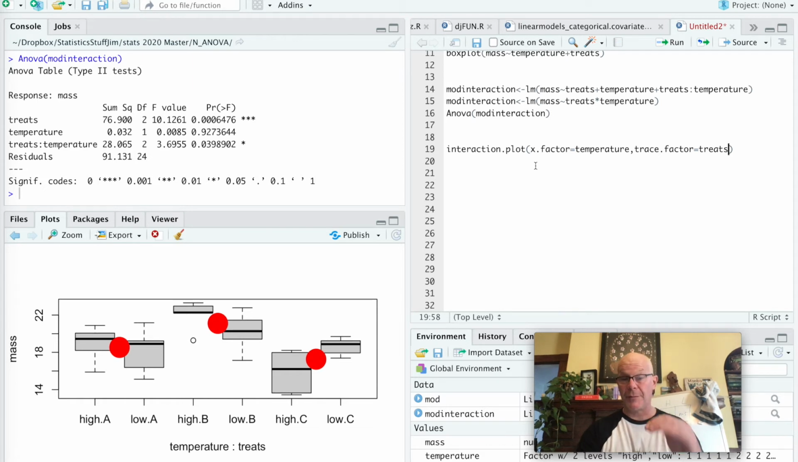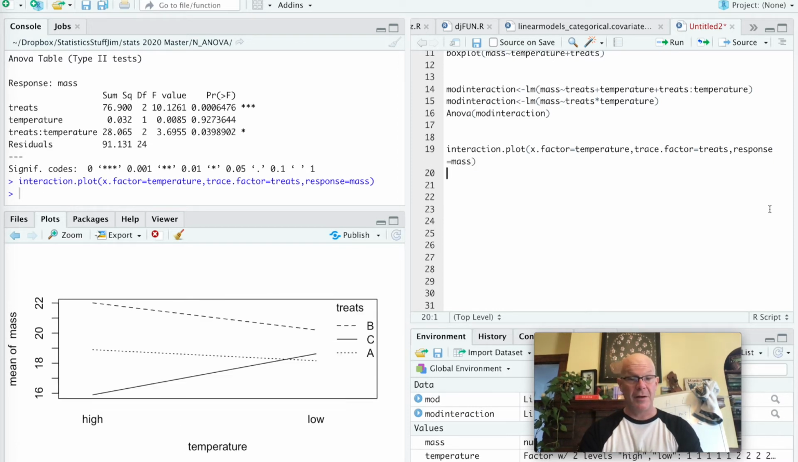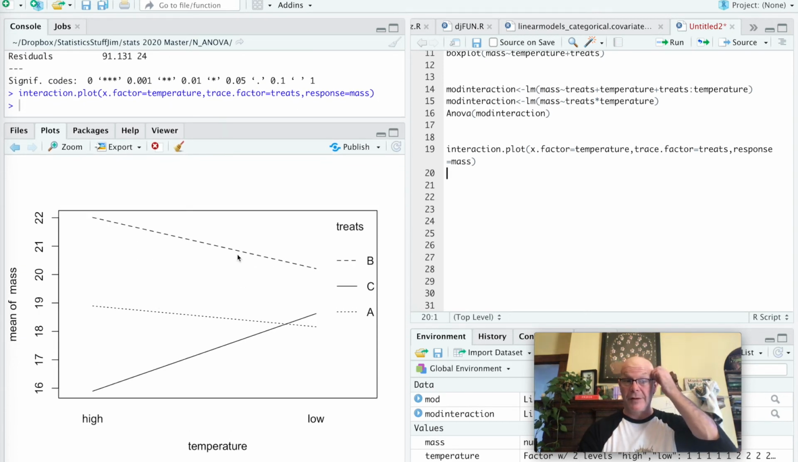So we're going to draw three different lines at high and low temperatures for each of those three different treatments. And then the last thing that we have to give the interaction plot function is the response. And our response is going to be our response from our linear model. It's the thing we're trying to predict, which is mass. So I go ahead and do that, and this is what an interaction plot looks like.